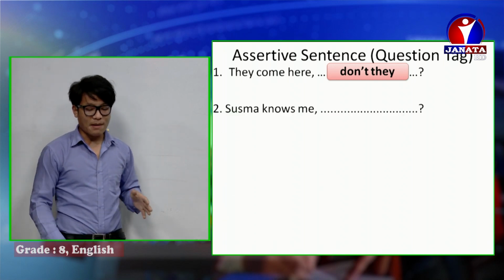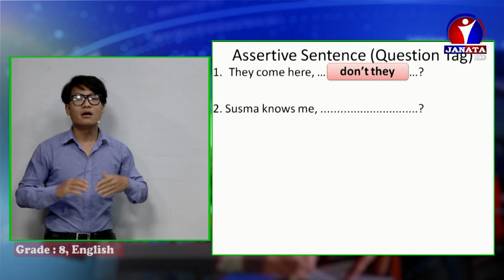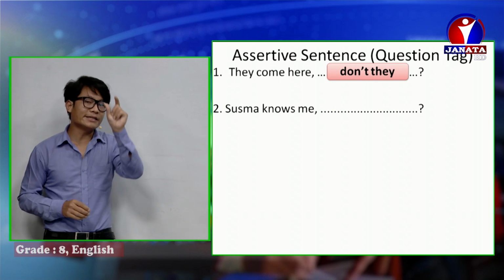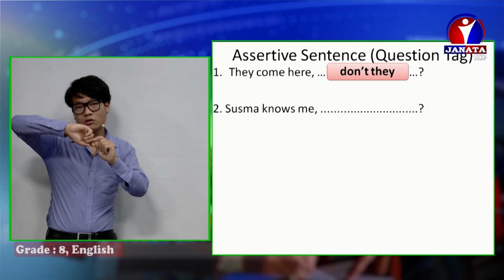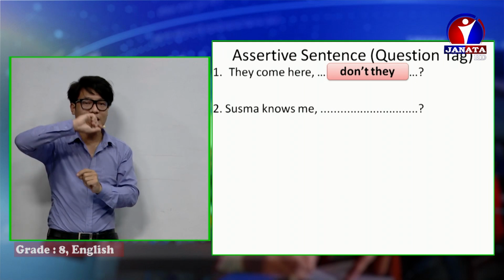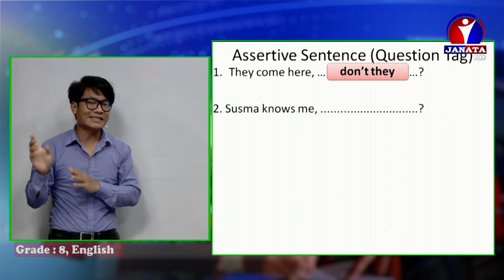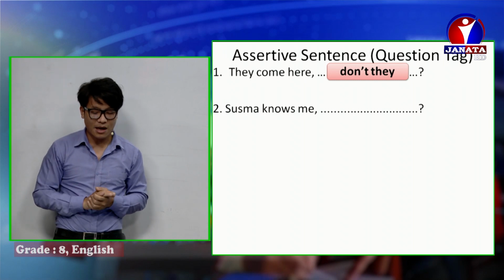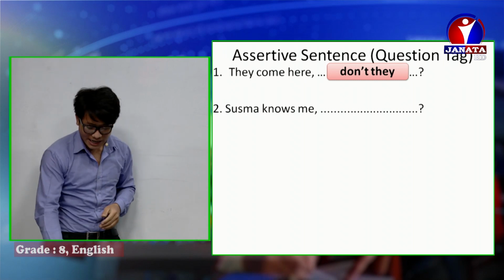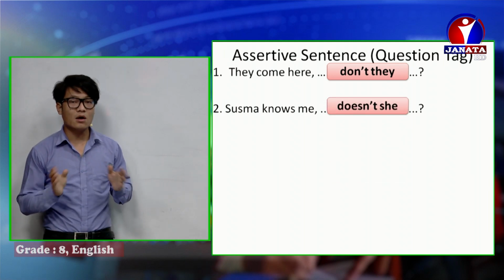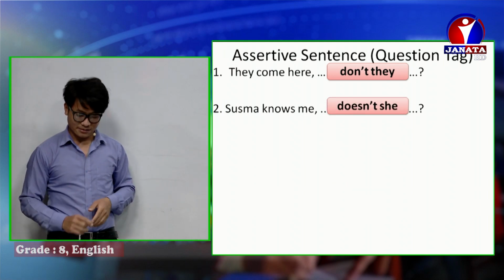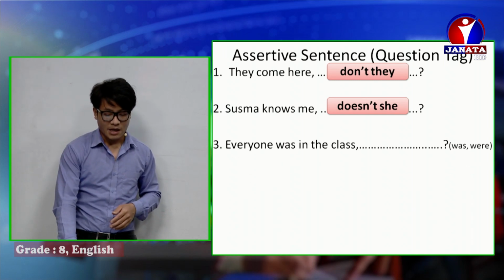Next is Susma knows me. Susma is a singular female, and a singular female should be changed into the pronoun she. So Susma knows me, and as this is simple present, it takes doesn't. Susma knows me, doesn't she? This is a question tag.